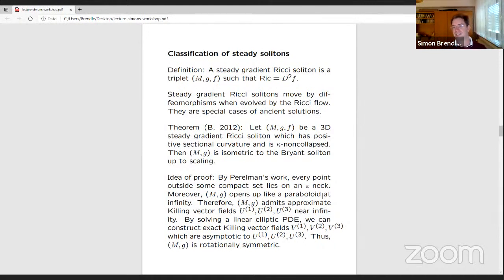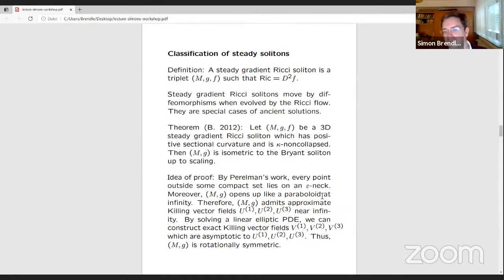So basically, you have this thing where at infinity, it looks like a paraboloid, and it becomes quite symmetric. I mean, up to errors of order epsilon as you go out, but you don't really know what's happening in the inside in any compact set.